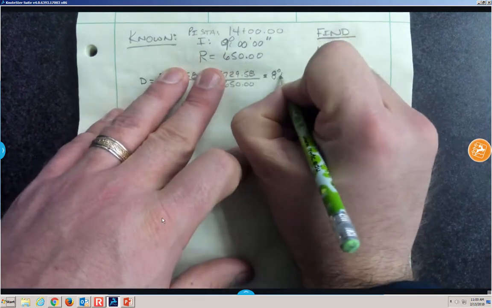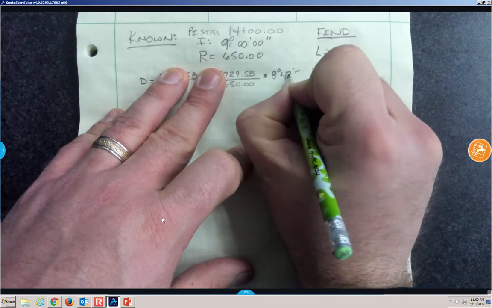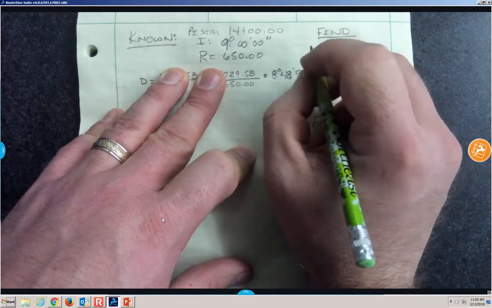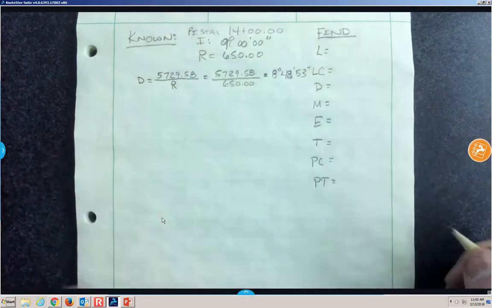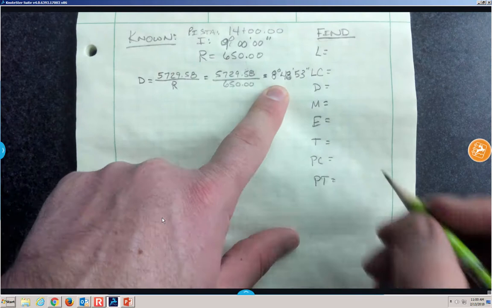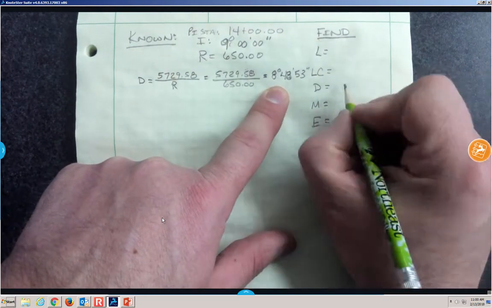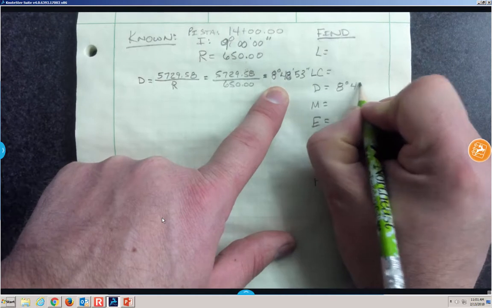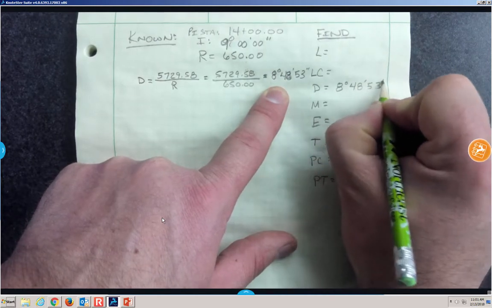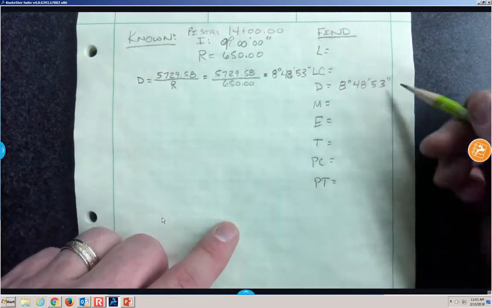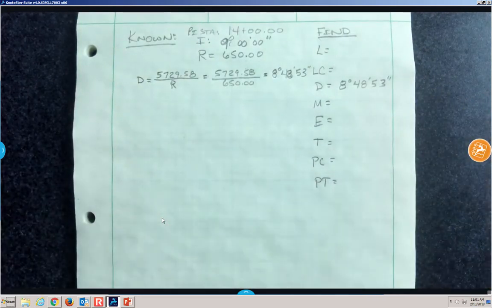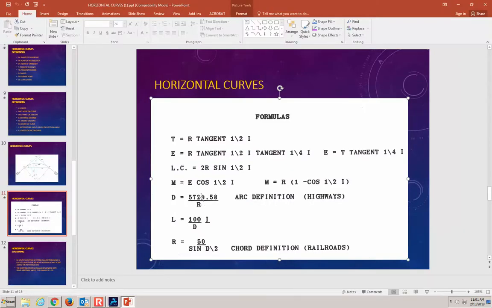8 degrees, 48 minutes, 53 seconds. Okay? So I just solved for D. Can anybody concur that answer? Yes. Okay. So D is 8 degrees, 48 minutes, 53 seconds. So we solved one of them so far. All right, so let's take a look at our list of formulas again and see what else we can find. We just found D, and we have I, right? So we could find L, the length of curve. So let's do that one next.